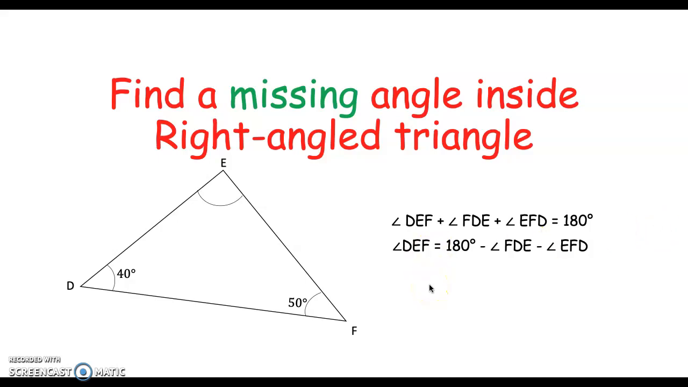Now, how much is FDE? FDE is 40. How much is EFD? EFD is 50. So we are subtracting the two, so we get 90. So now we know that angle DEF is a right angle, so this is a right angle triangle.